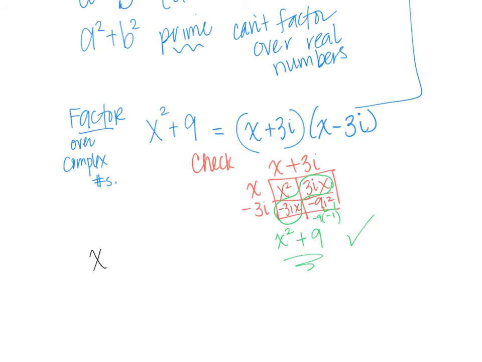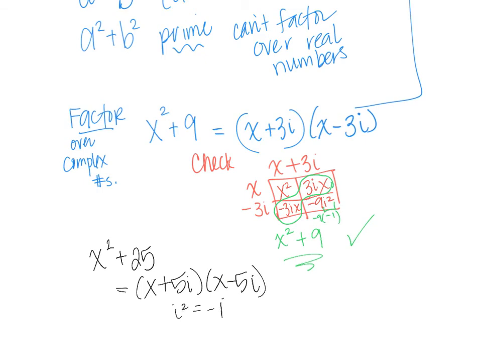And just for fun, try one more. Can you guys factor x squared plus 25? You should try it. You can push pause and try. It ends up being x plus 5i, x minus 5i. And this is all because i squared equals that negative 1 that we were missing with real numbers.